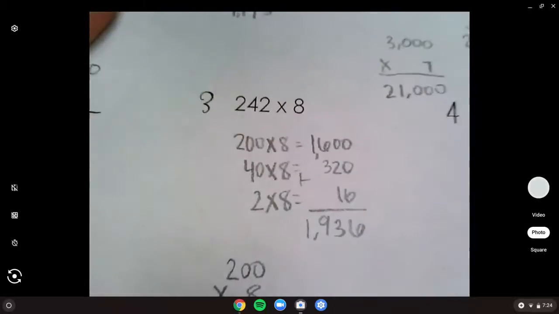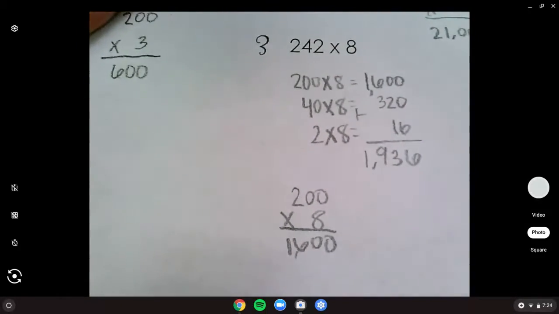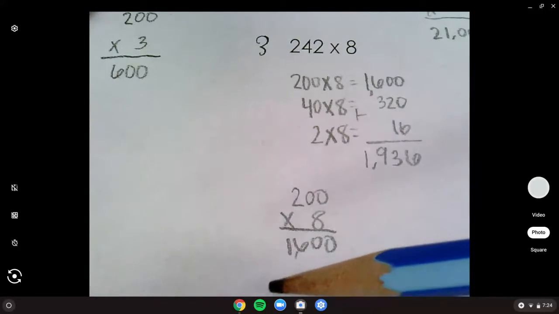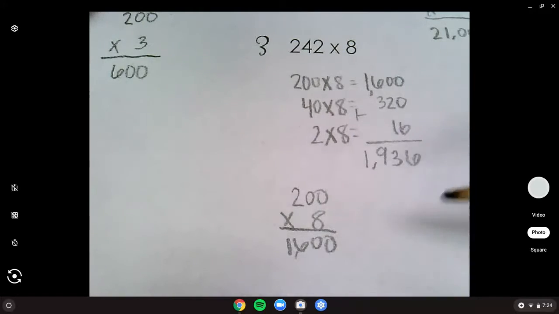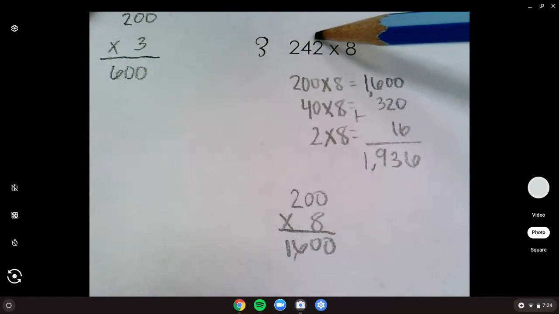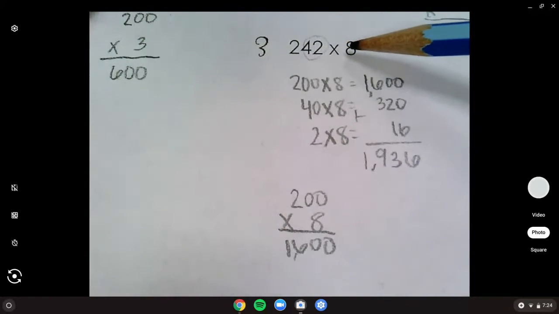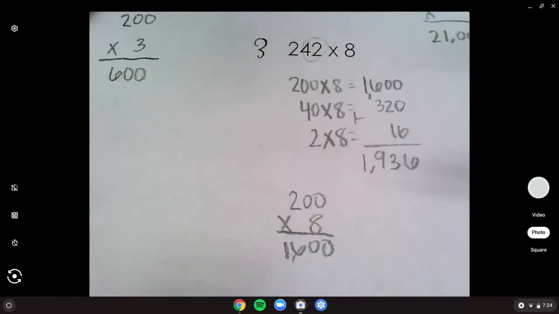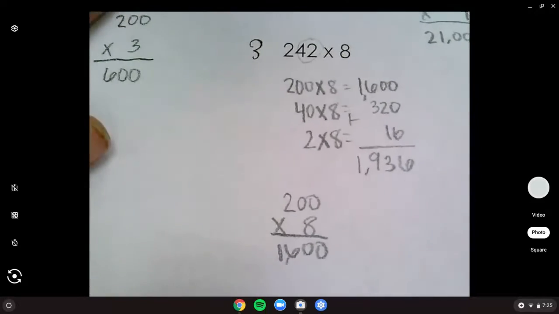Number 3. We should have gotten our product of 1,936, and our estimate was 1,600. Now these are a few hundred off, but is it quite so bad like it's 1,000 off? Nope, so these ones are actually reasonable too. Because remember, we're taking away 42 8 times. That's going to be quite a few, right?